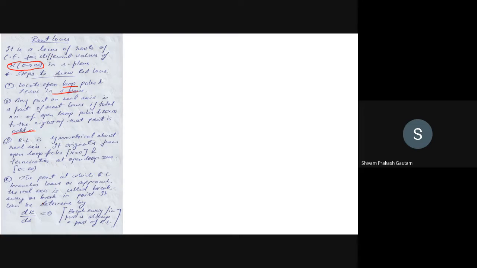Third step is that the root locus is symmetrical about the real axis. It originates from the open loop poles. That is, at an open loop pole, the value of gain K is equal to 0, and at an open loop zero, the value of gain K is equal to infinity.